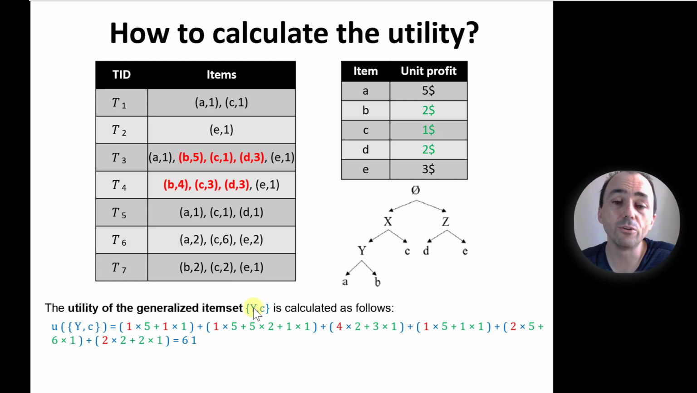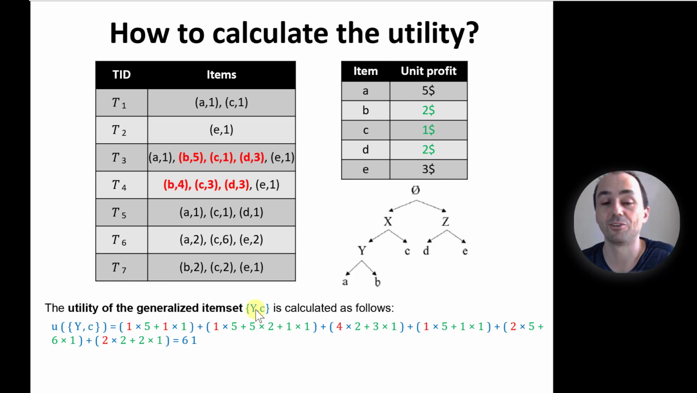It is when you have what we call the generalized item set. Generalized item set means you have some items that are not the leaves in the taxonomy. Okay, so here, for example, we have Y and C. Y is not a leaf in the tree. It is a category, or what we call a generalized item. So how do we calculate the utility of Y and C?